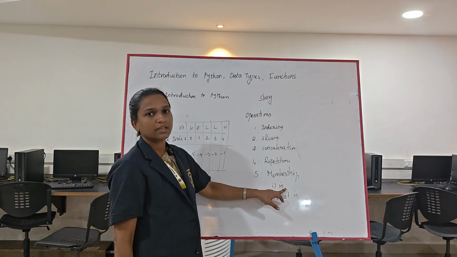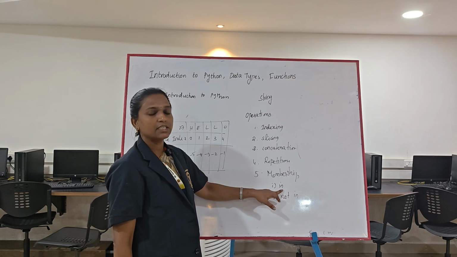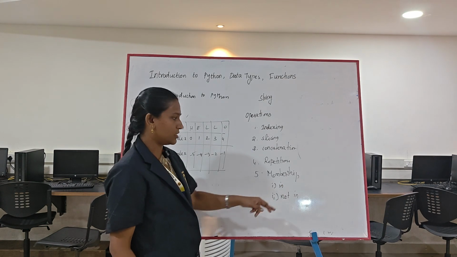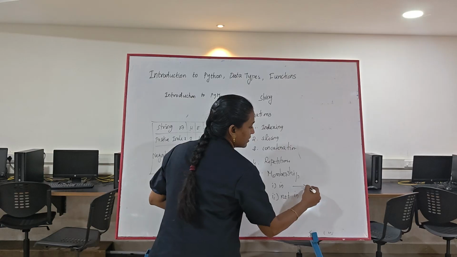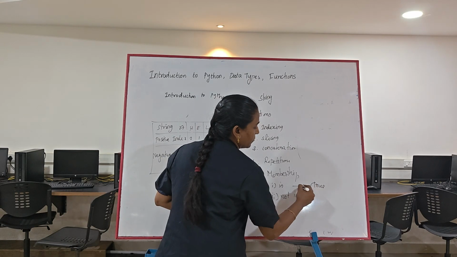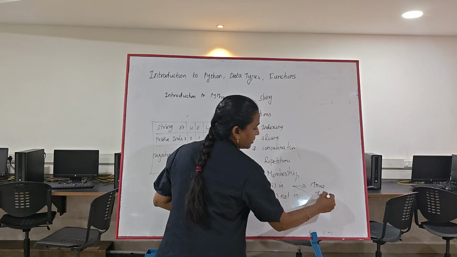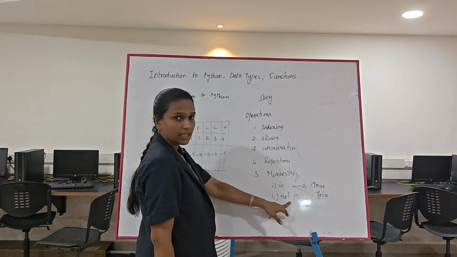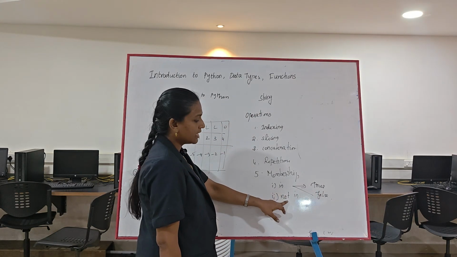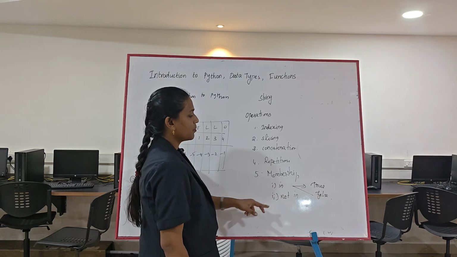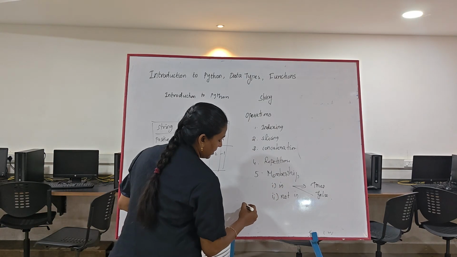So there are 2 types of membership, in and not in. If the particular character is present in the string, it returns true for in. If it is not there, it returns false. Here, for not in, if it is not there, it returns true. If it is there, it returns false. This is the membership. We will see one example.